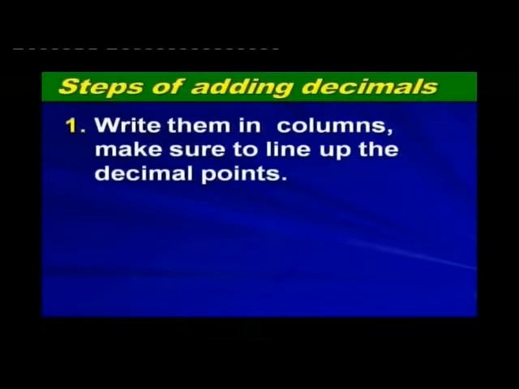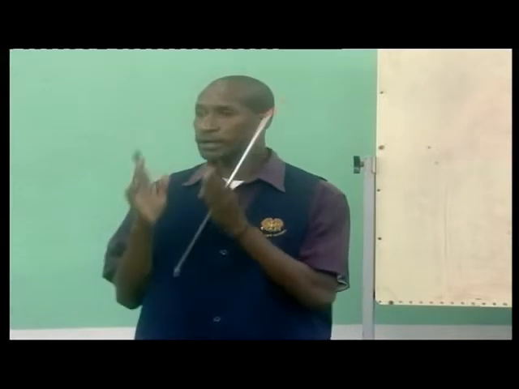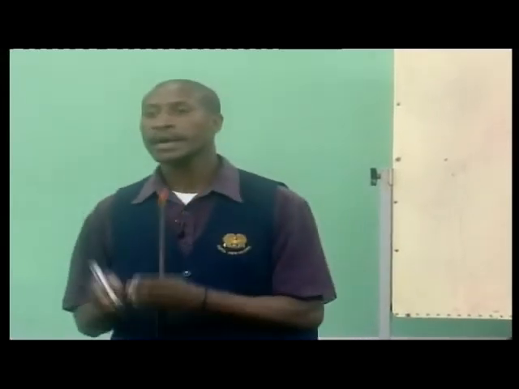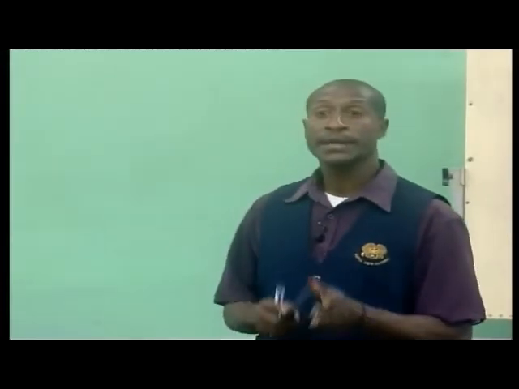So when you are adding the decimals, it is important that you must align the decimal point. You remember your main ideas, point number one. Align simply refers to putting them in a column, and your decimal points and your numbers must be in their place value.